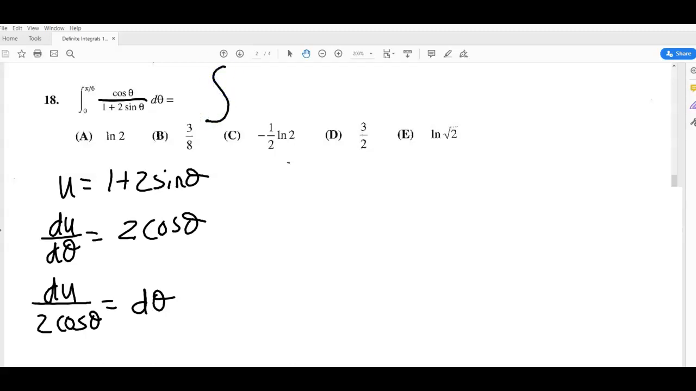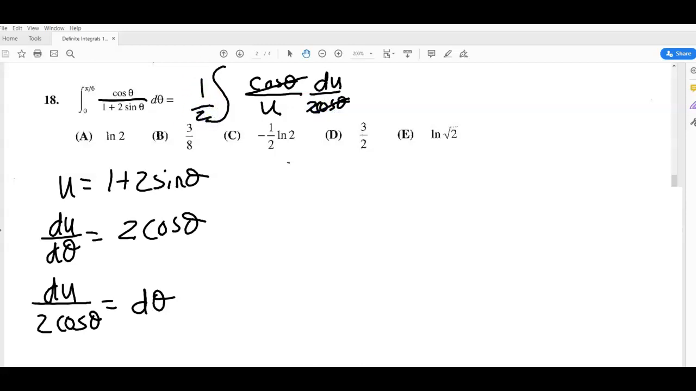All right. So now I've got cosine theta on the top, u on the bottom, and then I'm going to replace my d theta with du over 2 cosine theta. And then my cosines go away, and I'm going to pull the 2 out to the front.